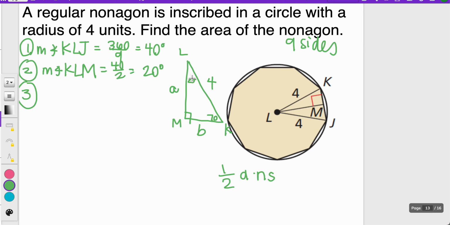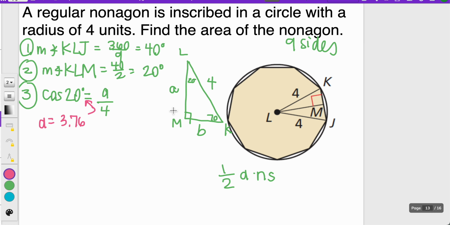So one way we can find A, we're already given a side length right next to that, so we can maybe do cosine, which would be adjacent over hypotenuse. So the cosine of that 20 degrees I just found is equal to adjacent A over hypotenuse 4. So essentially I'm multiplying 4 times the cosine of 20. If I do that, 20 cosine times 4, A is approximately 3.76.